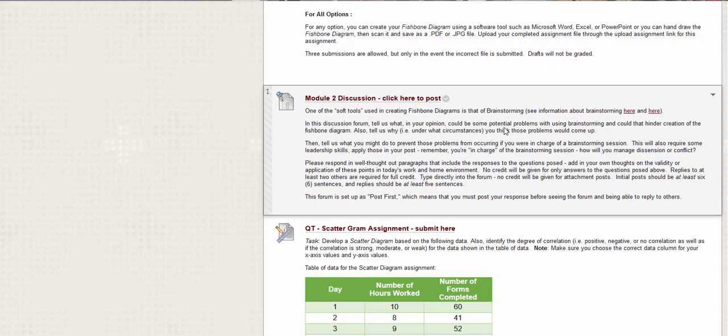Apply those in your post. You remember you're in charge of the brainstorming session. How will you manage dissension or conflict? Make sure that you use well thought out paragraphs, and then you must post first.